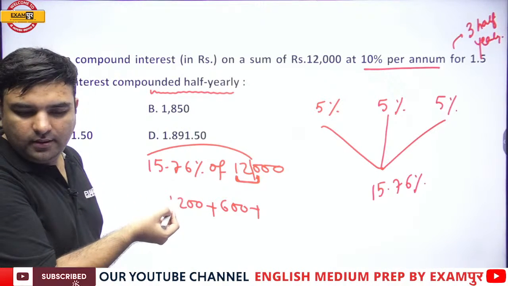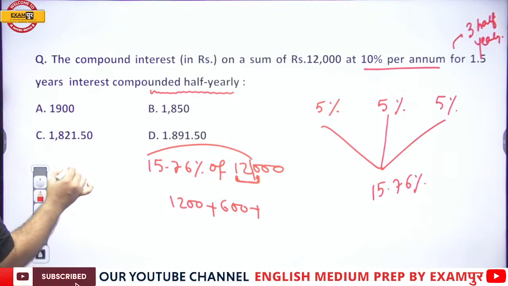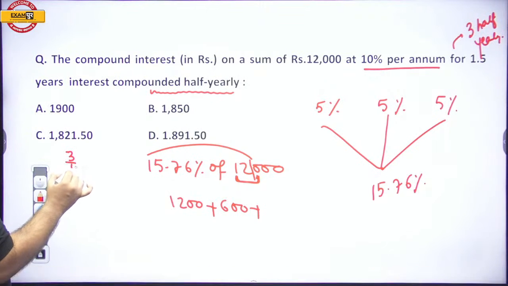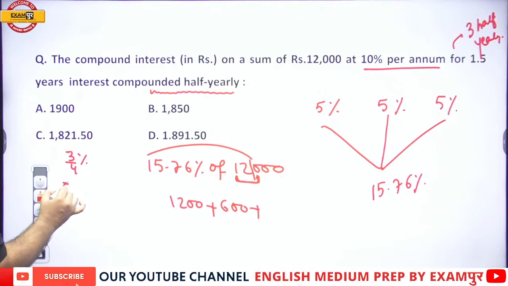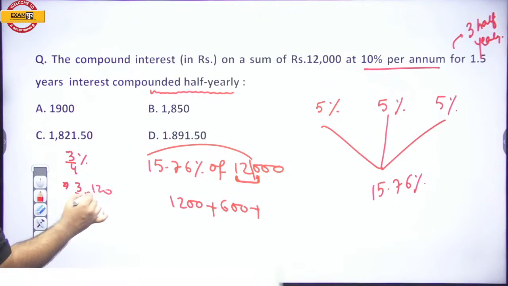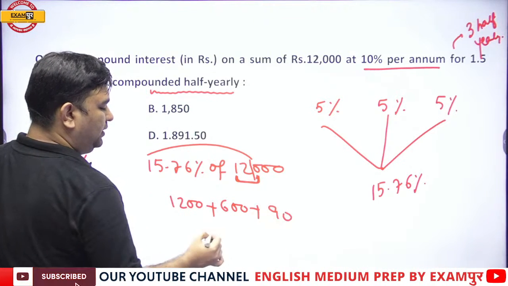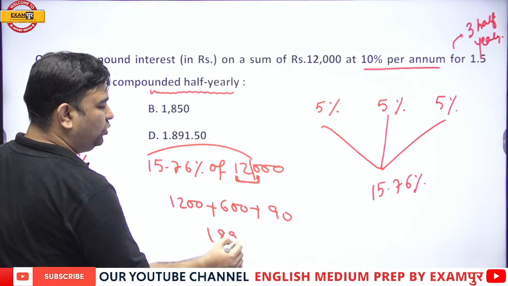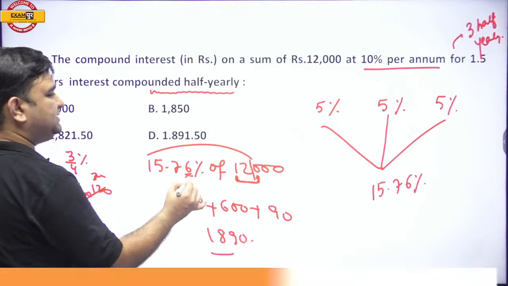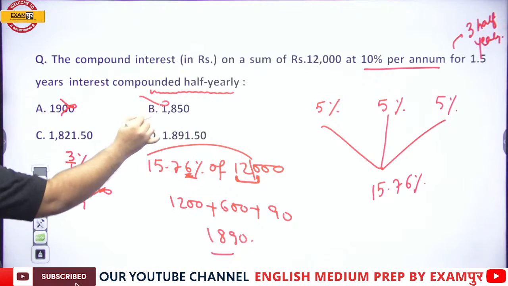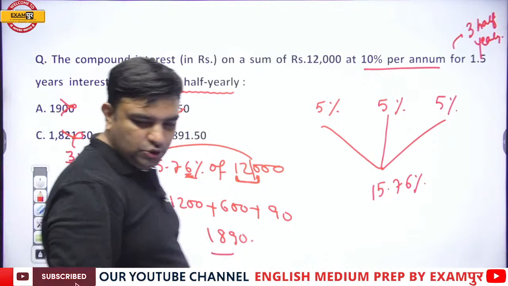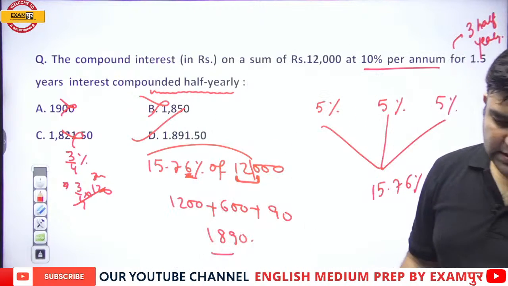0.75 is like 3 by 4 of 1%. So you can say 3 by 4 of 120 is 90 rupees extra. 1890 point something because it's 0.6. Please do watch out.